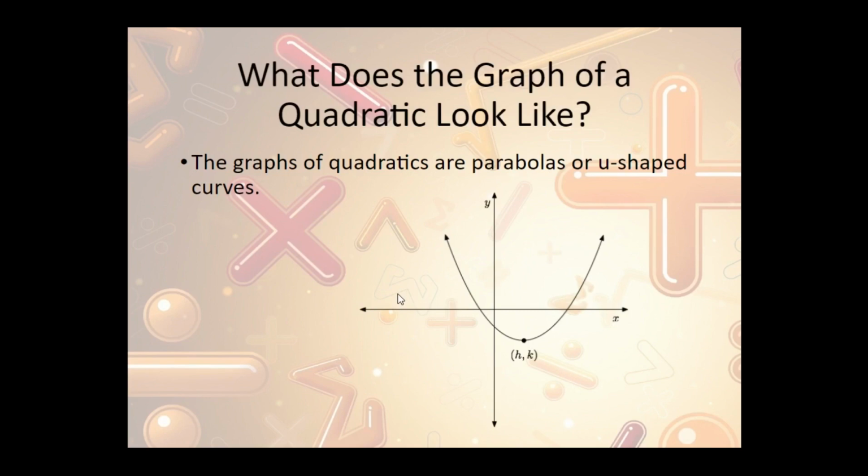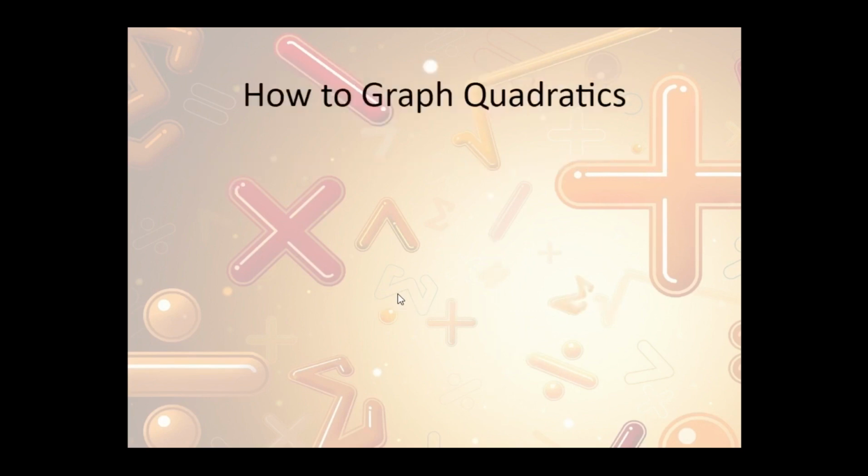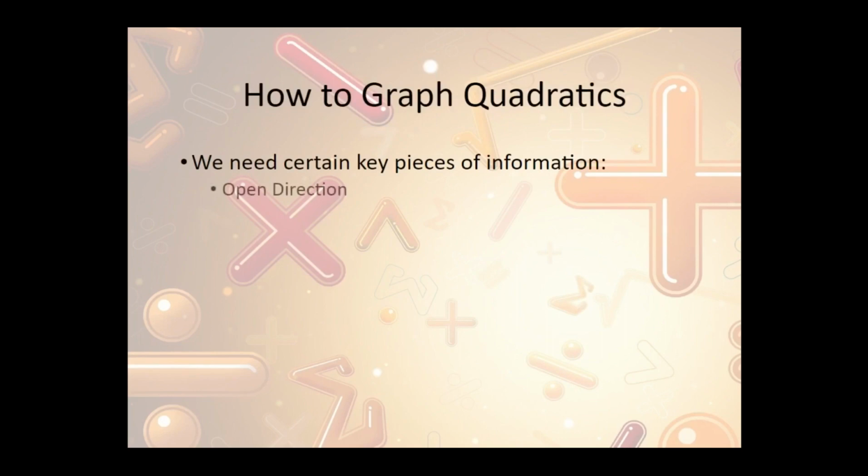So these are quadratics. So how do we graph quadratics? Well, we need certain key pieces of information. The first one is, what direction does it open? So is it starting by going down and then coming back up, or is it starting by going up and then coming back down? So we need to know which direction it opens. We need to know the roots. So where does it cross the x-axis? We need to know the vertex. We need to know the line of symmetry.